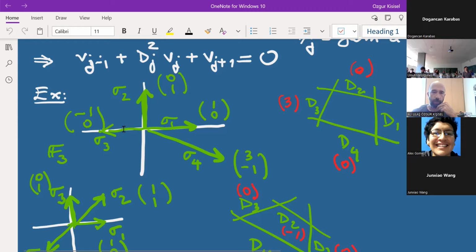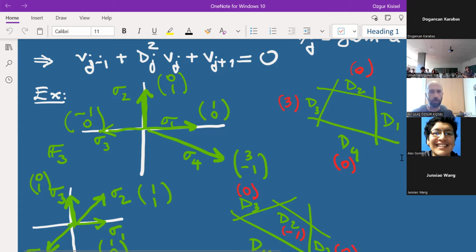Whereas for d3, you add up (0, 1) and (3, -1). That's (3, 0), which is 3 minus 3 times (-1, 0). So d3 squared should be 3. And the other numbers are 0 and minus 3. So these are the self-intersections in this picture.